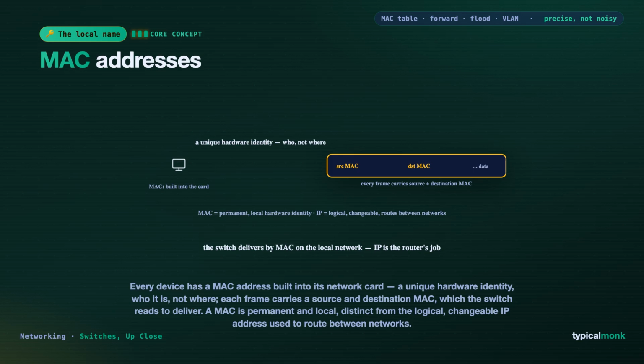So the takeaway: every device has a MAC address, a unique hardware identity built into its network card, and because each frame carries a source and destination MAC, the switch uses it as the local delivery address, distinct from the logical IP address used to route between networks.